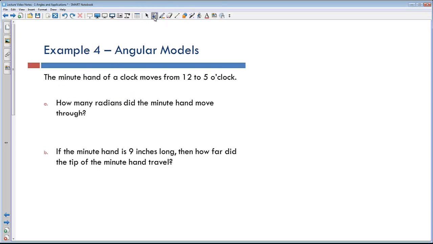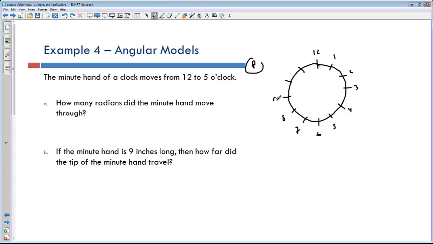So let's just draw a picture so everybody can see what's happening here. Here's my clock. If you want to label the clock, it goes 12, 1, 2, 3, 4, 5, 6, 7, 8, 9, 10, 11, back to 12, right? So you can label it if you like. 1, 2, 3, 4, 5, 6, 7, 8, 9, 10, 11, 12.